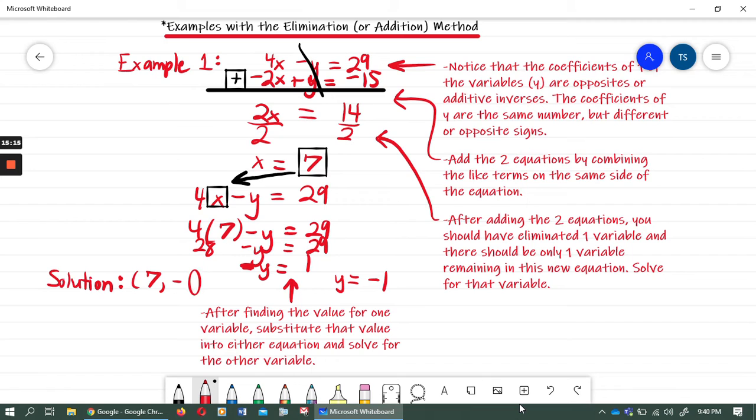We're going to look at a few more examples. Wow, that's not -1. There we go. We're going to look at a few more examples of solving systems of linear equations using the elimination method. And then, guys, we're going to look at non-linear systems after that.